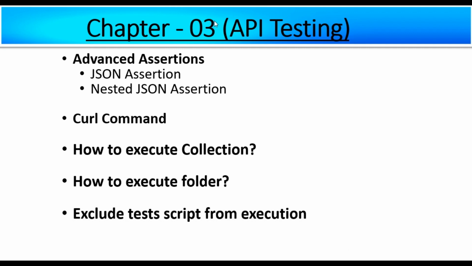Then I will discuss how to exclude test script execution from any collection execution or the folder execution. Then finally I will discuss how to export the collection into a JSON file so that we can execute all our API requests and the respective automatic test scripts from the command line.